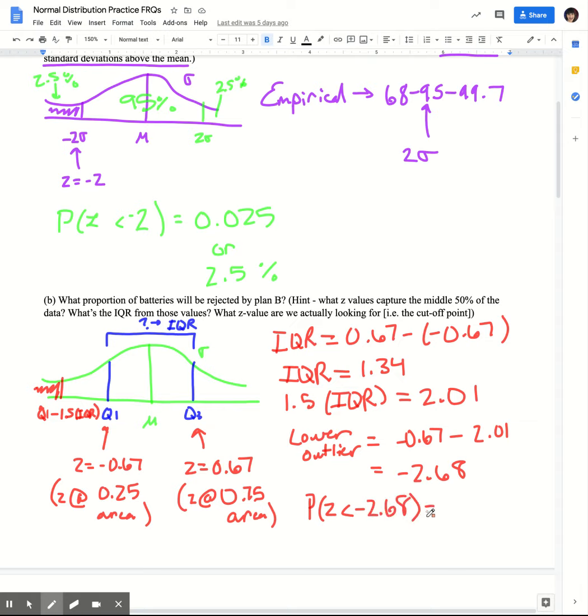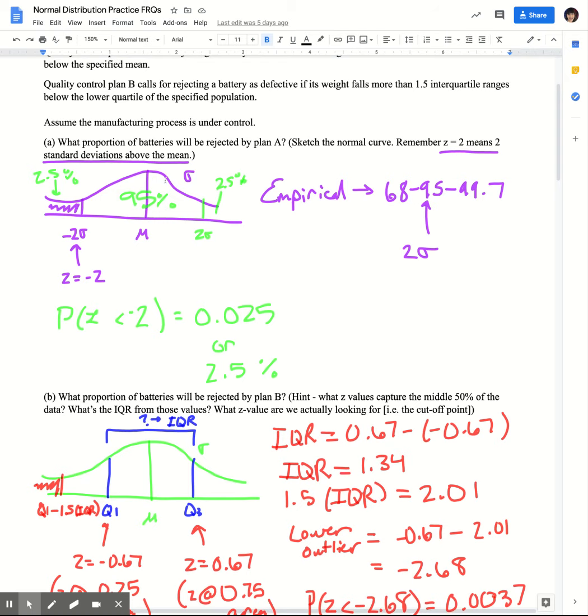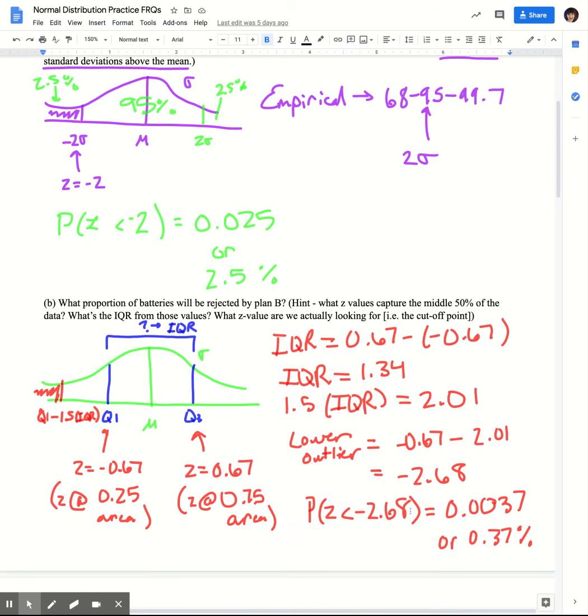When you either plug that into your calculator or you look at the Z table, you get 0.0037. Like I said, you can leave this as a decimal or you can write it as a percentage, which is 0.37%. So you're much more likely to reject a battery using plan A than you were to reject a battery using plan B.